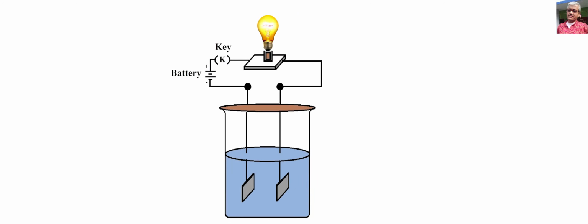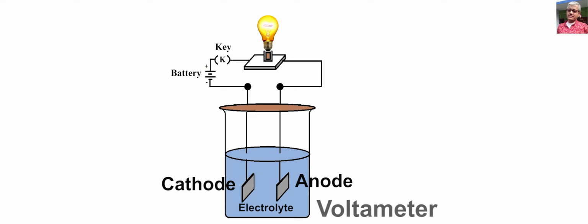The liquid compounds which show illumination of the bulb are electrolytes, and where no illumination is the result, they are non-electrolytes. The metal plates are commonly known as electrodes. The electrode which is connected to the positive end of the battery is known as anode, and for the negative end it is cathode. And the container where this process is going on is known as voltameter.